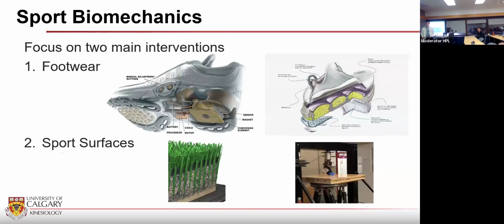And the main way we do this is through two main interventions. The first being footwear. So altering different components of the shoe, the cushioning, all sorts of components, or sports surfaces, particularly infilled artificial turf, as well. We're starting to work on some hard-court basketball surfaces. So I'm going to go through both of these interventions, and the first thing I'm going to start with is footwear.